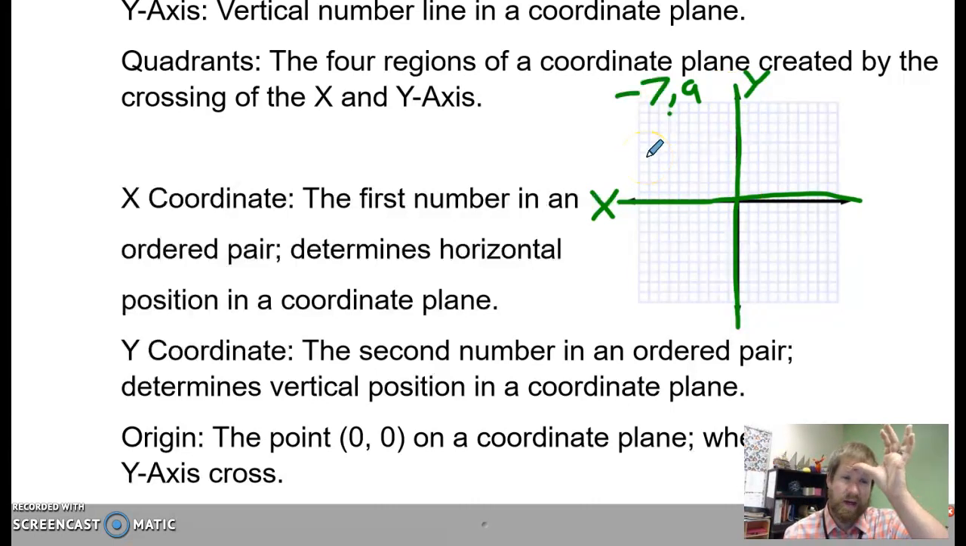Okay. Whenever you count to find your x and y coordinate, you always start from the origin. That's where the x-axis and y-axis cross, and that is point 0, 0 on your graph. Okay, right in the middle there. That's the origin.